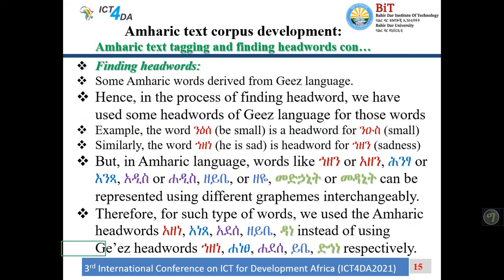Okay, finding headwords. Some Amharic words are derived from the Giz language. Hence, in the process of finding headwords, we used some headwords of the Giz language for those derived words. For example, the word Nisa is a headword for Nus, and the word Hazana is the headword for Hazan. But in the Amharic language, words like Hazan or Azan, Hinsa or Enza can be represented using different graphemes interchangeably. Therefore, for such types of words, we use the Amharic headwords as the default headword.